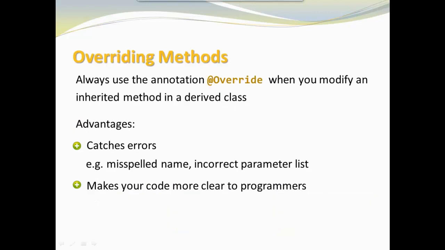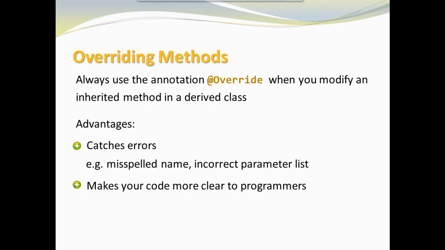At this point I want to talk a bit about overriding methods. Always use the annotation @Override when you modify an inherited method in a derived class. There are two significant advantages of doing so. One is it helps you catch errors. If you accidentally misspell a name, or if you have an incorrect parameter list, the compiler will let you know.